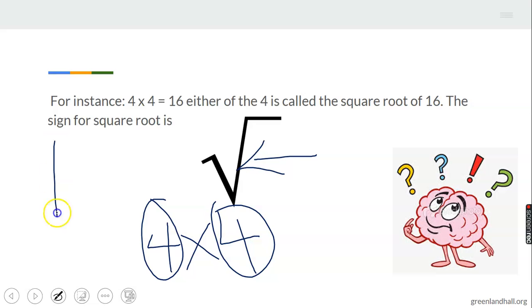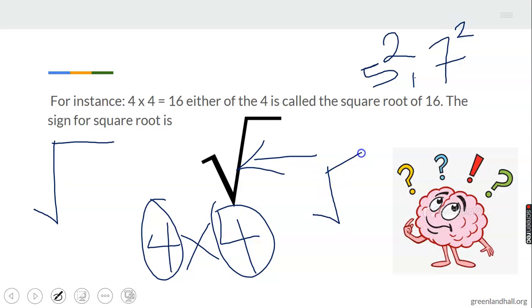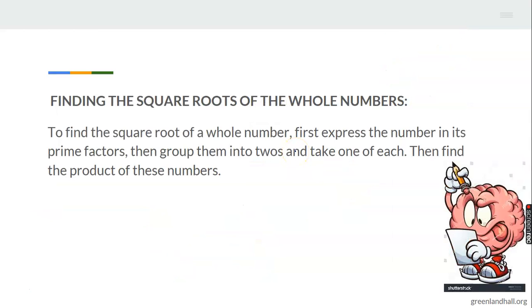When you see this sign of square root, the square is usually raised to power 2. A number, maybe 5 raised to power 2, this is square. 7 raised to power 2, this is square. But the square root of 7, which it doesn't have a whole value, will be written under the square root sign. Is this clear? Okay, so let's move on to the next one.